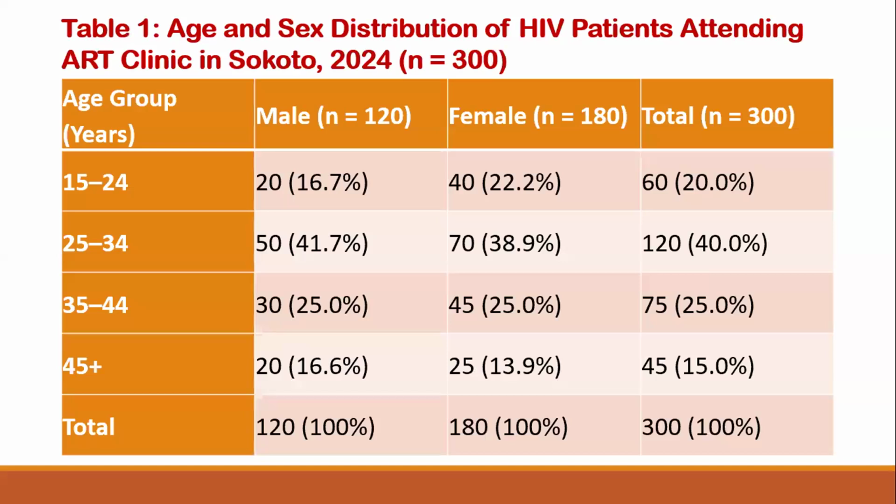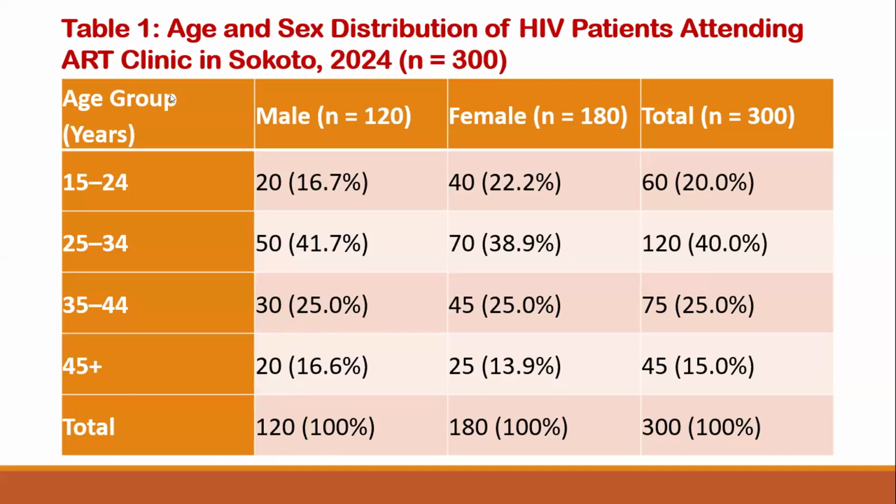This is the example of a table. You see the title of the table is above. Table 1, age and sex distribution of HIV patients attending ART clinic in Sokoto, 2024. Our N is equal to 300. That is, our sample size is equal to 300. So you see, we have labeled all our columns and rows.